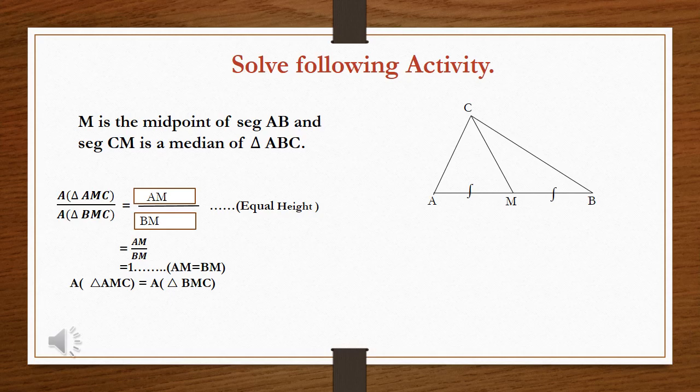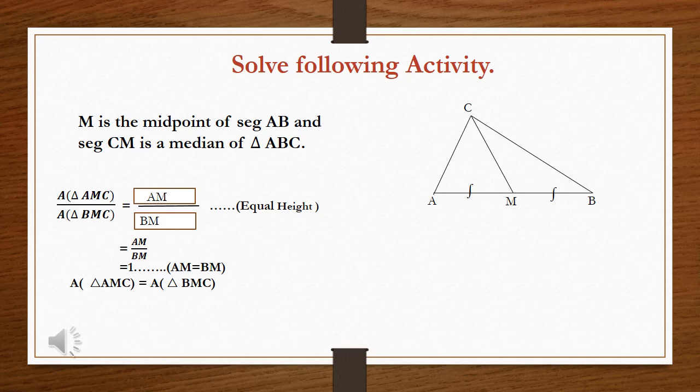Okay, here we know that AM is equal to BM and the height is the same, so CM gets cancelled, and remaining only AM upon BM. But AM and BM are both the same, so they also get cancelled. So the ratio remains only 1 upon 1, that is equal to 1. So the ratio of areas of these two triangles is equal to 1. Then we can say that area of triangle AMC equals area of triangle BMC.